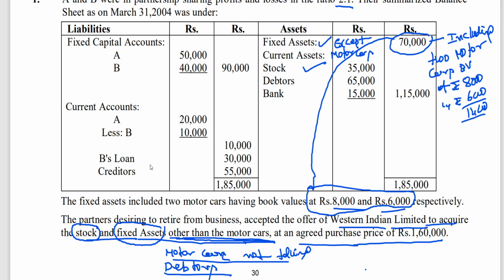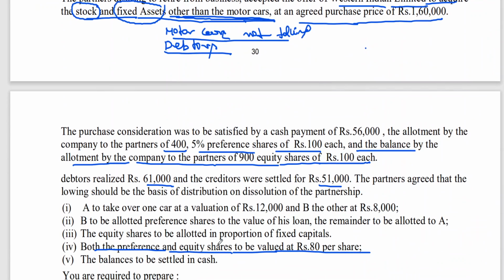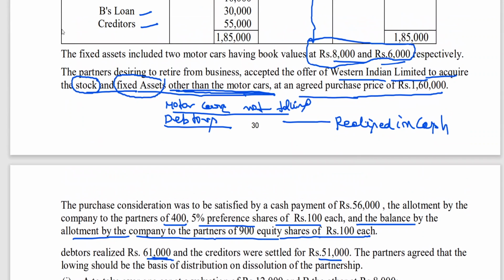Similarly, we are having liabilities, 2 liabilities: creditors and the loan. Now let us see, they are not taking those 2 also. Now A is to take 1 car. Okay, debtors realized 61,000. So debtors have been realized in cash. Then he says that creditors were settled for 51,000. Creditors settled, creditors paid in cash.